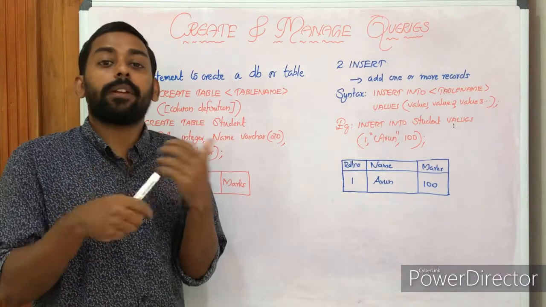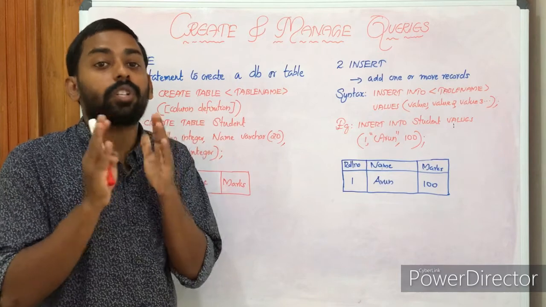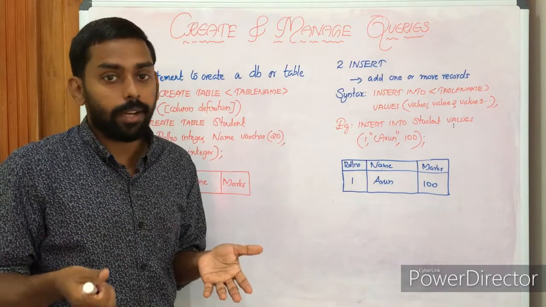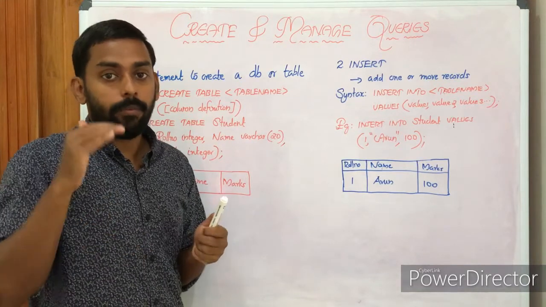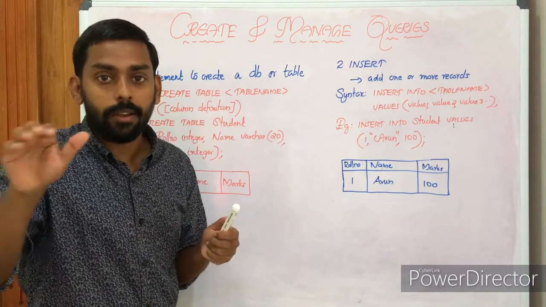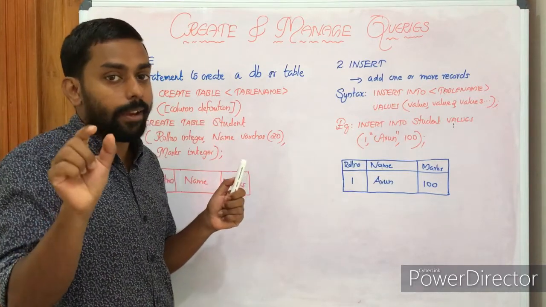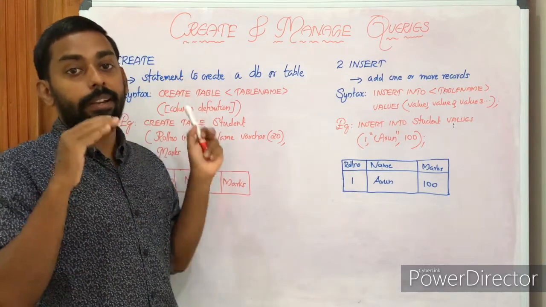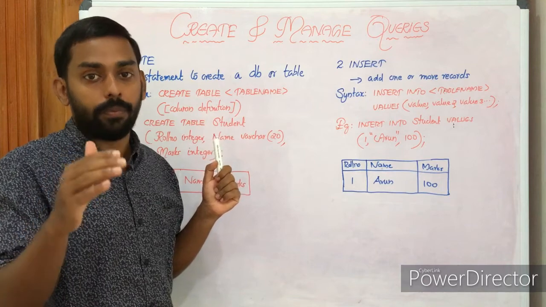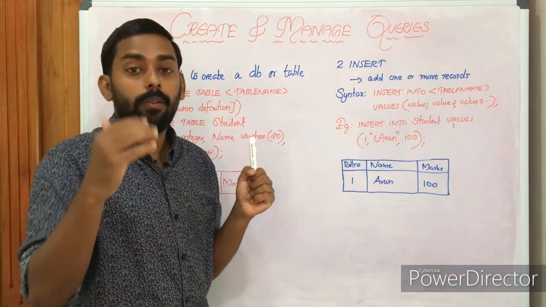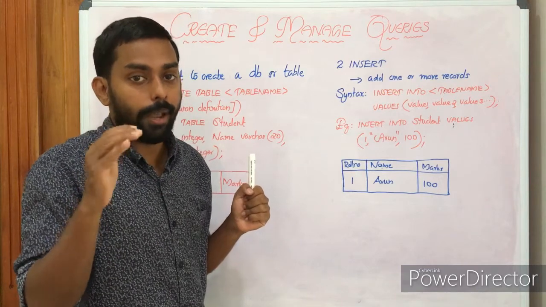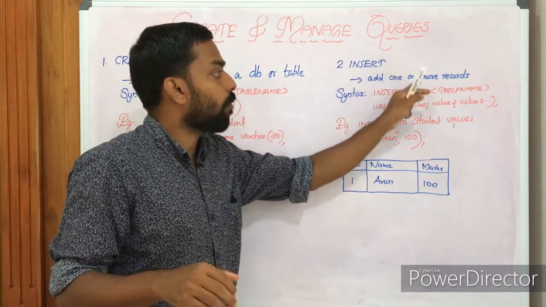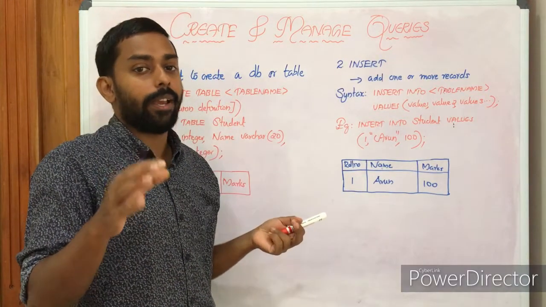Just after creating the structure or definition of a table, you can start inserting data values in the form of rows, in the form of tuples. We store data values or records in the form of tuples, and that is our second command, insert. We know insert is a DML command. Create is a DDL command, part of the definition or structure of a table, but insert is a part of DML, data manipulation language. It deals with data. Using the insert command we can add 1 or more records.